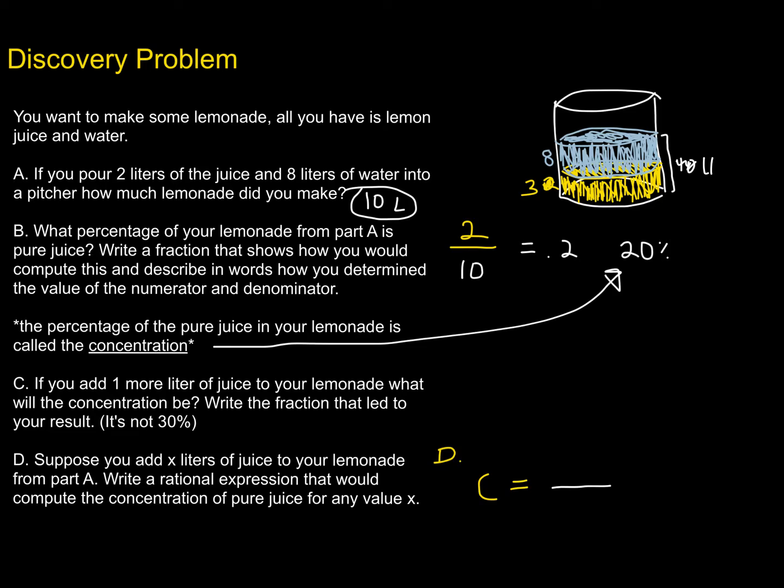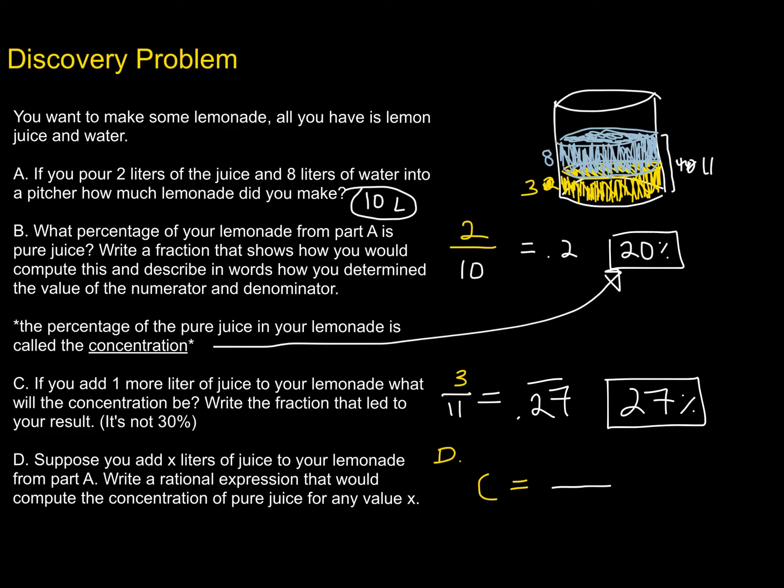So when I compute the concentration this time, I'm going to end up with 3 over 11, which is 0.27 repeating. And so I will say the concentration of lemon juice now in the lemonade is 27%, where before it was 20. All right, so now we want to take this and generalize it.